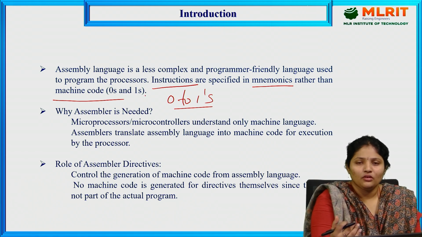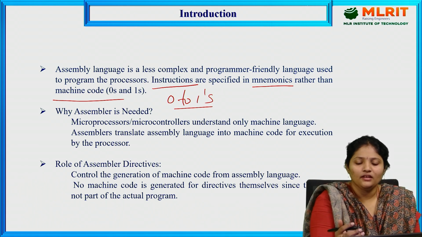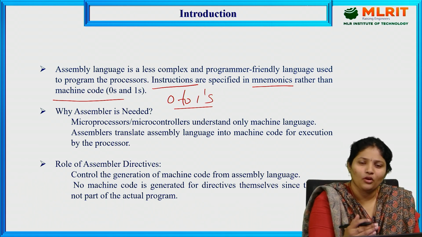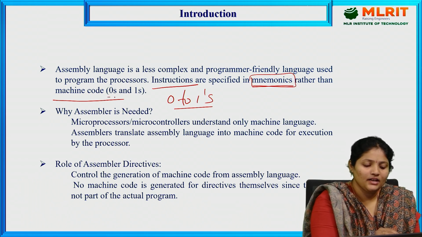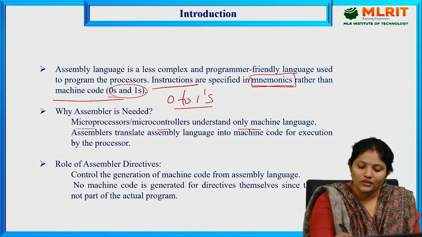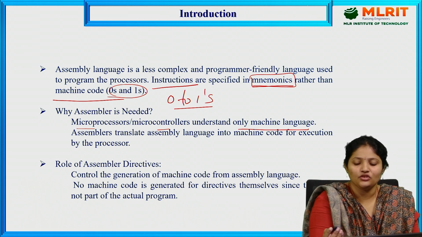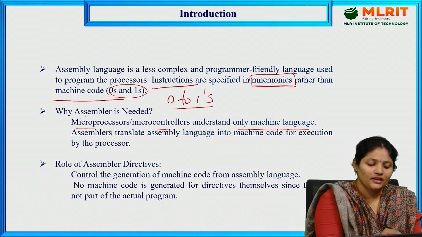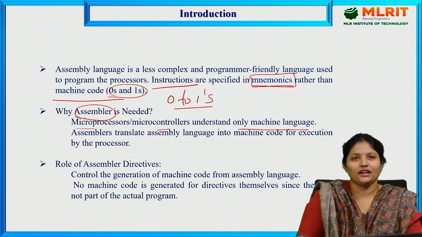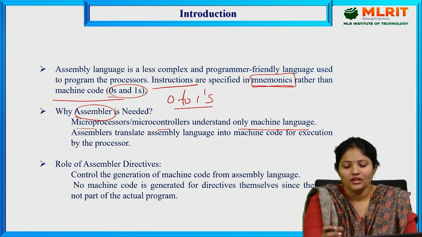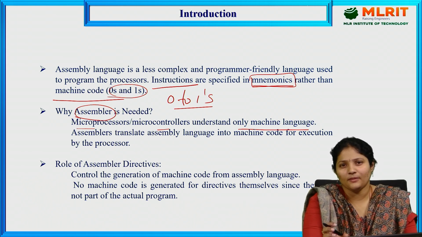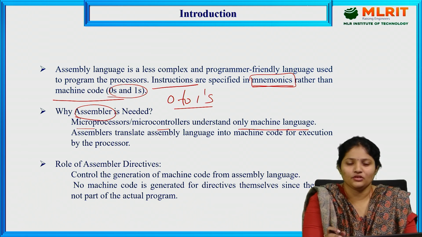So to understand the binary language, an assembler is used to convert the assembly mnemonics we are writing into zeros and ones understandable to the processor. Microprocessors and microcontrollers understand only machine language. To translate assembly language into machine language, we use an assembler. Assembler directives are keywords which are easily understandable by the assembler. To reduce the complexity of writing programs, some keywords have been given for the assembler, which makes the programmer write programs easily.